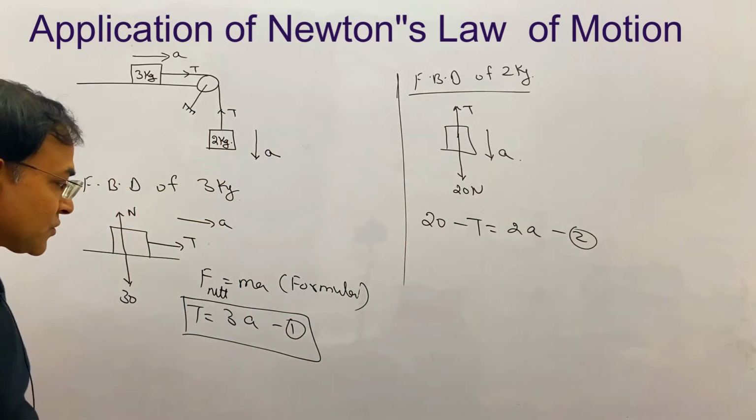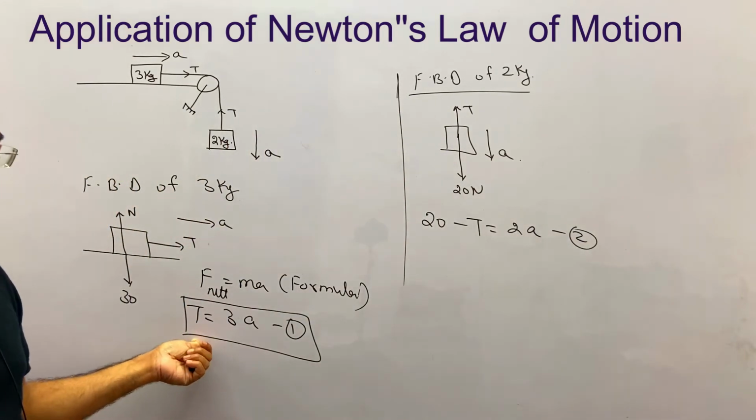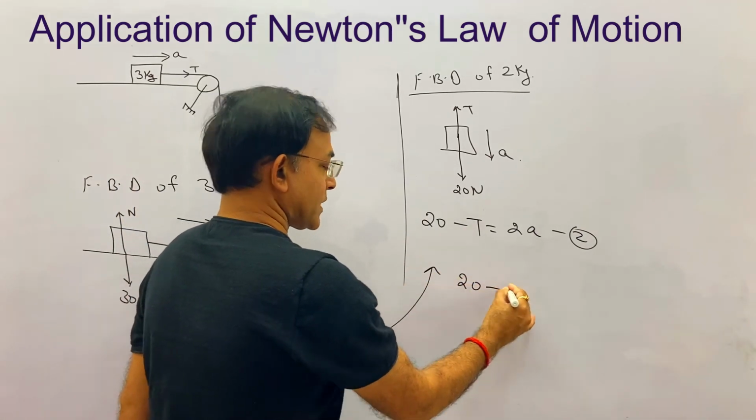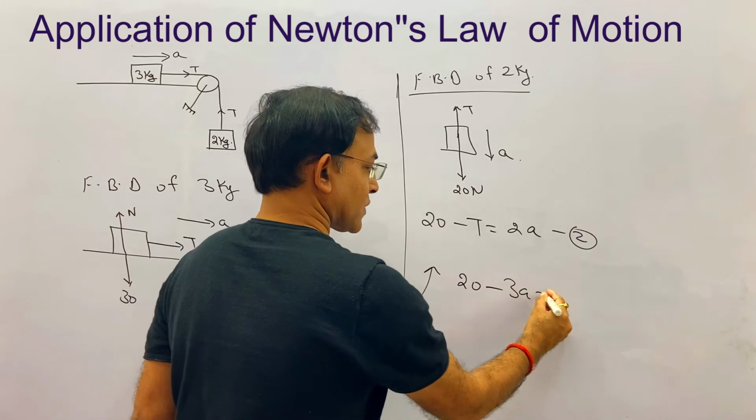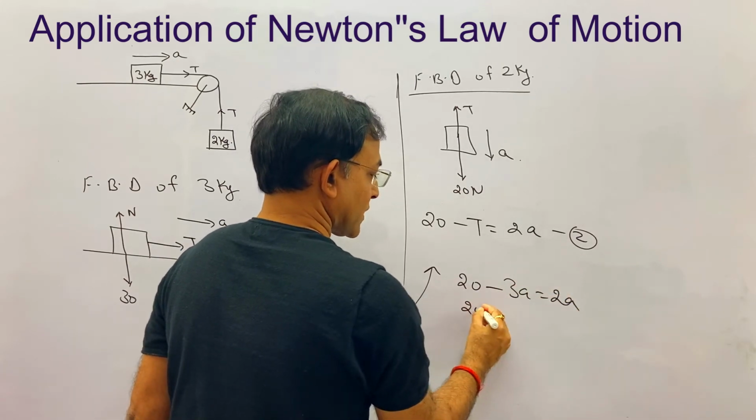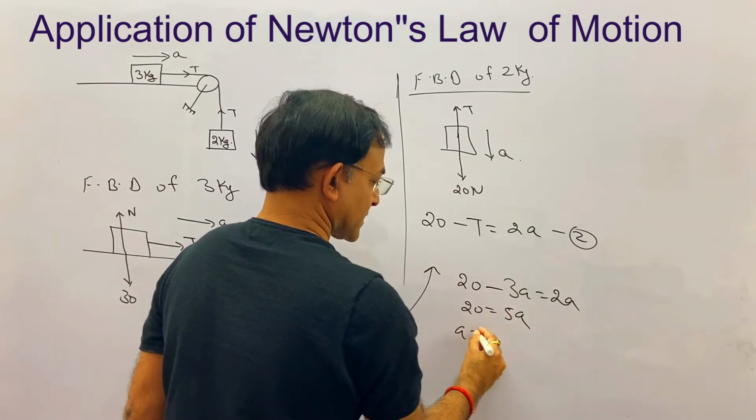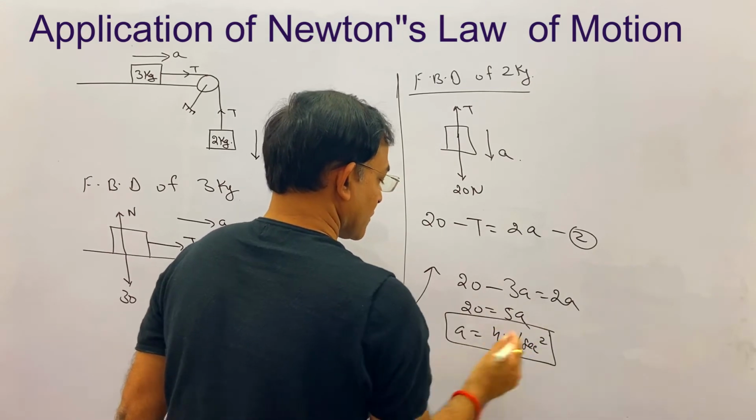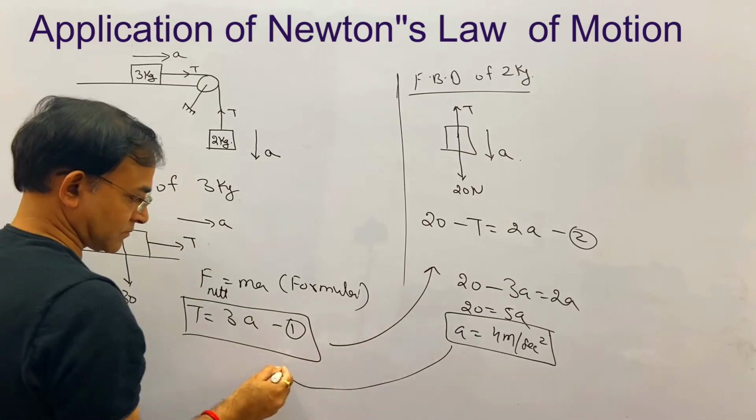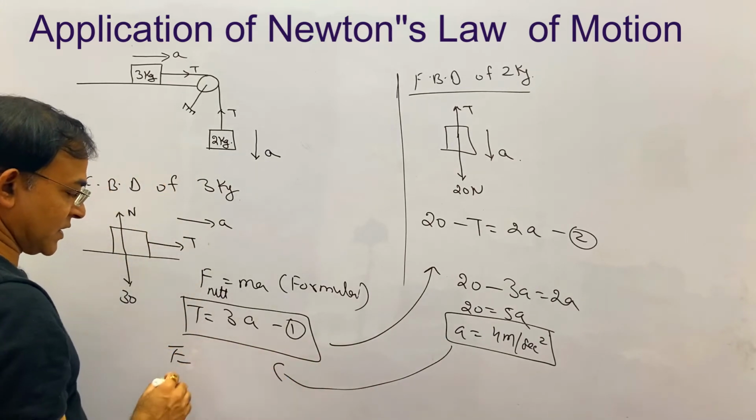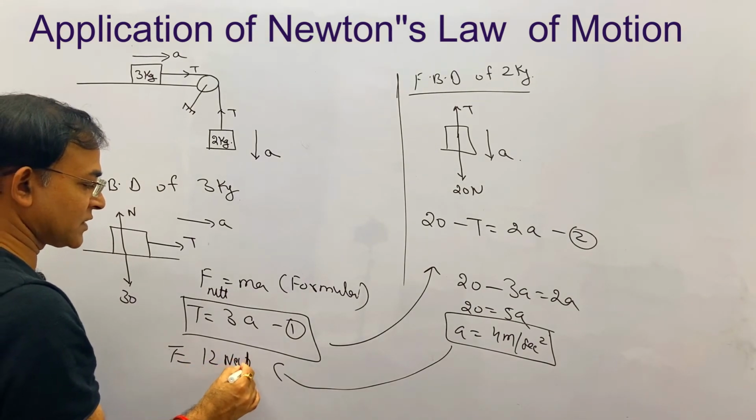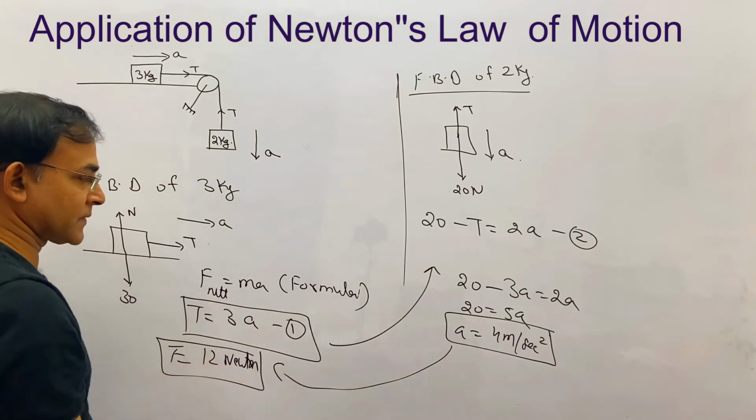Now what will we do to solve these two equations? Just put the value of T in these equations. So putting the value of T here, 20 minus 3A equal to 2A, so you will get 20 is equal to 5A. So the acceleration is 4 meter per second square. Now if you put this value here, you will get the tension. Tension is how much? This becomes 12 Newton. Now we have easily solved these two problems.